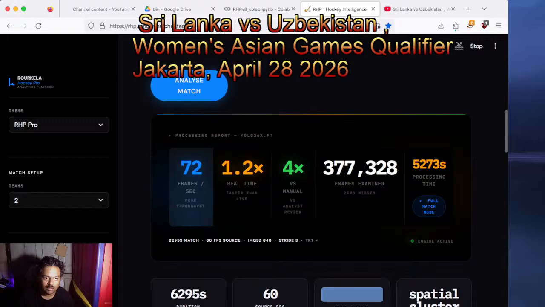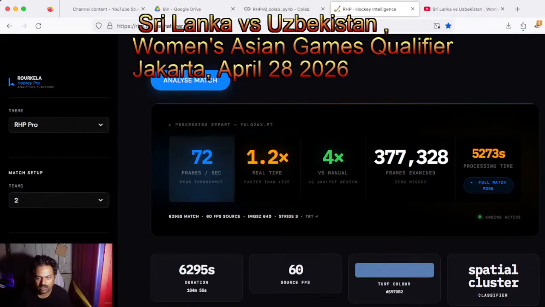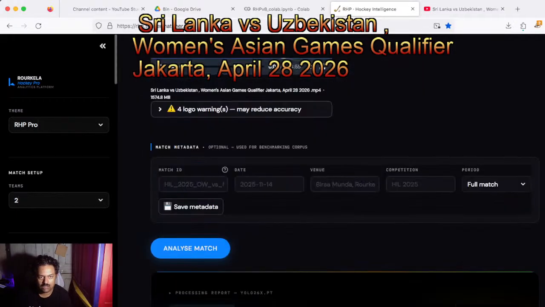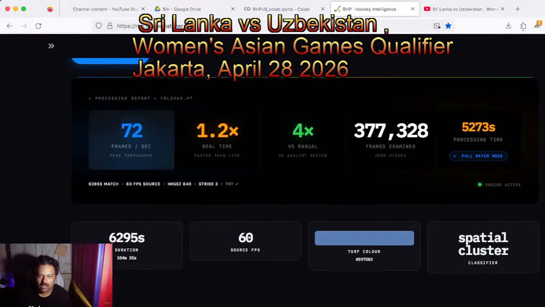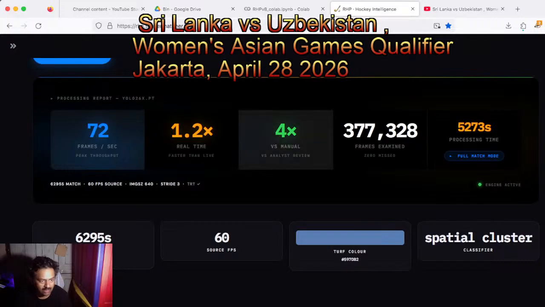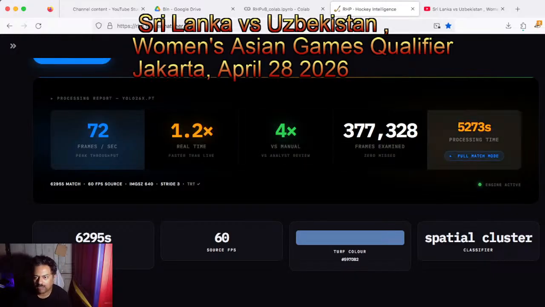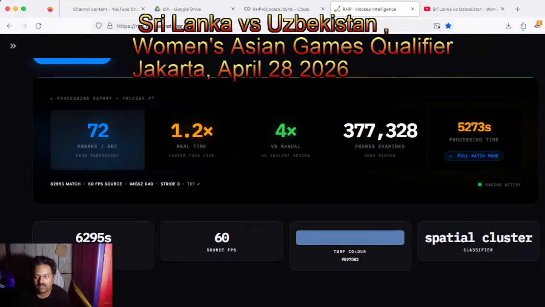So let me make this screen a bit larger so that the results are visible. We did it at 72 frames per second, faster than real time, faster than the live broadcast. We tried to do it to save some time. It's 4 times better as compared to a manual analyst review. We have analyzed all 377,000 frames, and this ran for around 5,273 seconds.